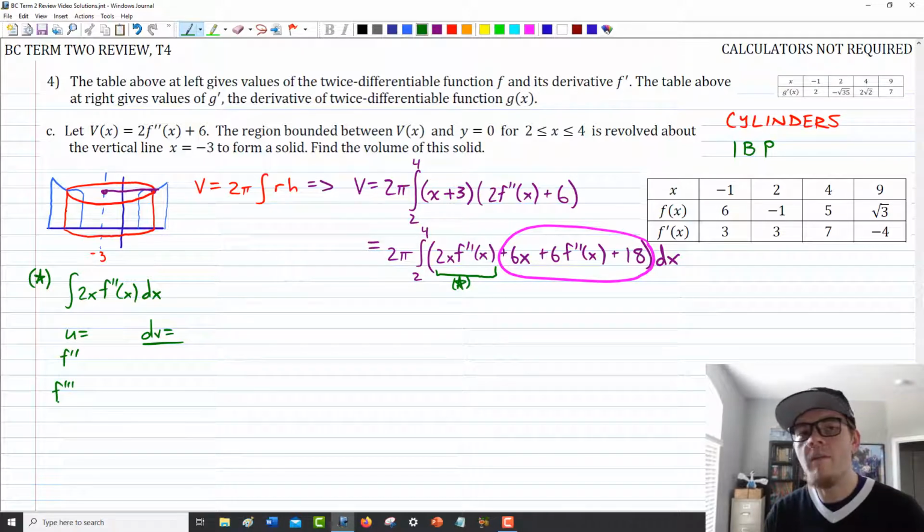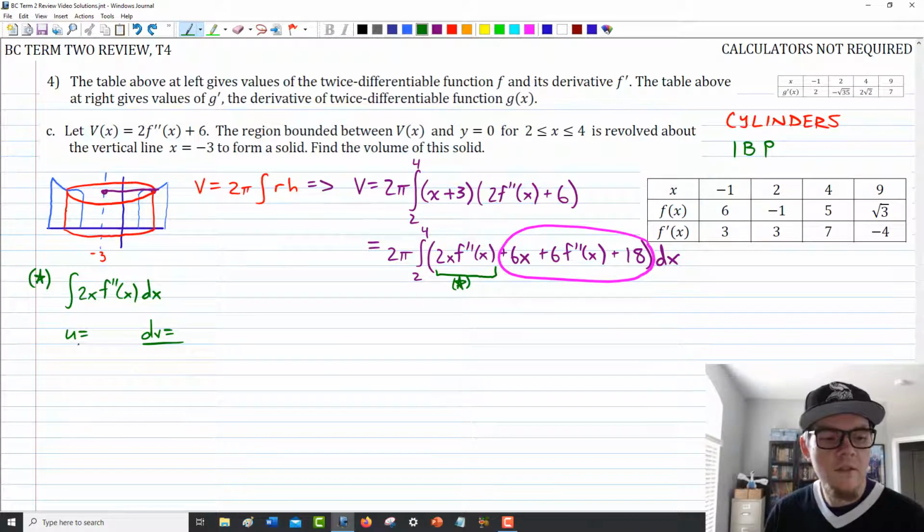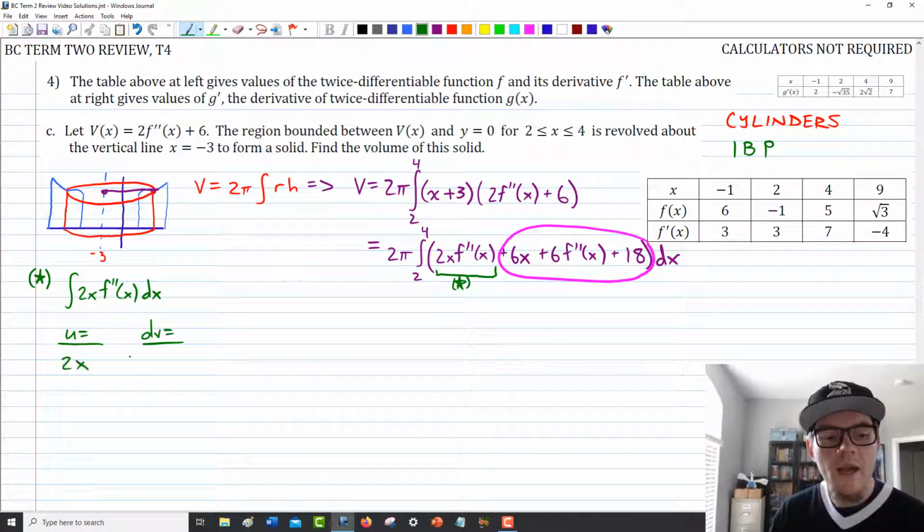That wouldn't help us because we don't have information about further derivatives. We only know about f and f prime. So I'm going to make the executive decision to let u be 2x and dv be the second derivative. That allows us to get du as 2, and then the third level would be 0. On the other side, the antiderivative of f double prime is f prime, and the antiderivative of that is just f of x.